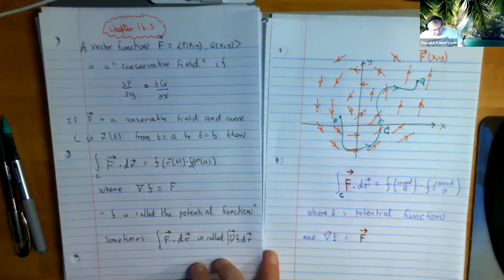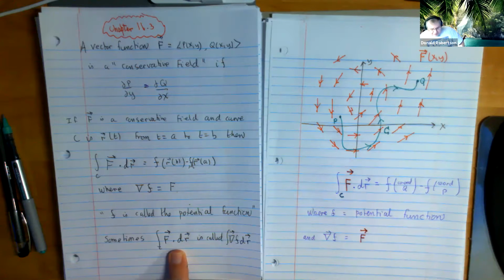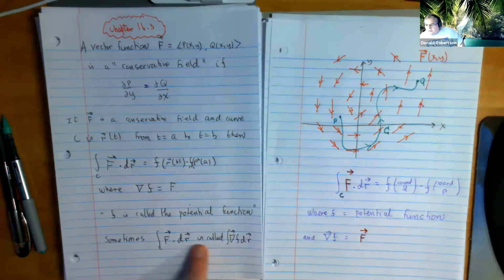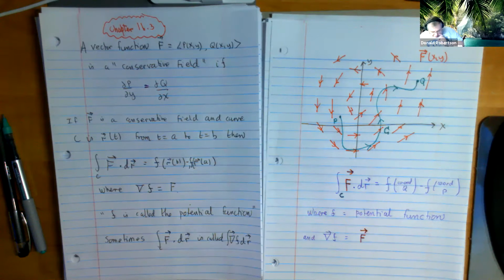I don't think I mentioned this, so I'm putting it in now. Sometimes you'll see a line integral written down as f dr, which is pretty common. But you can also have it written down as grad f dot dr. You know that these are exactly the same. They're just two ways of saying it. It looks a little different, but they're the same.